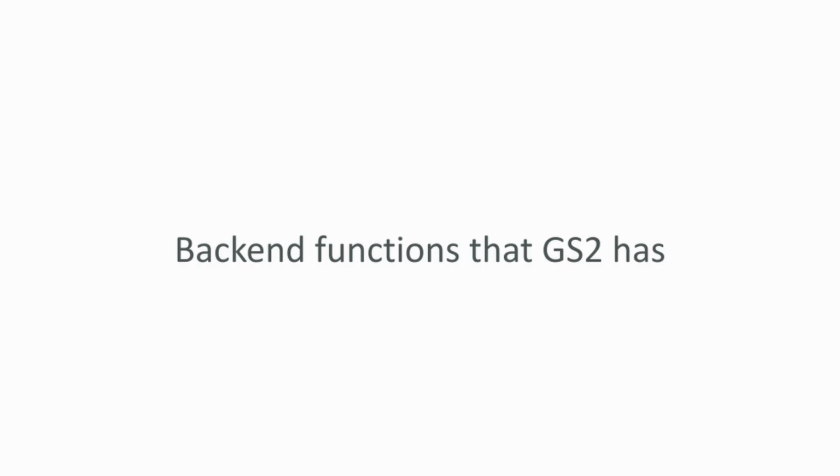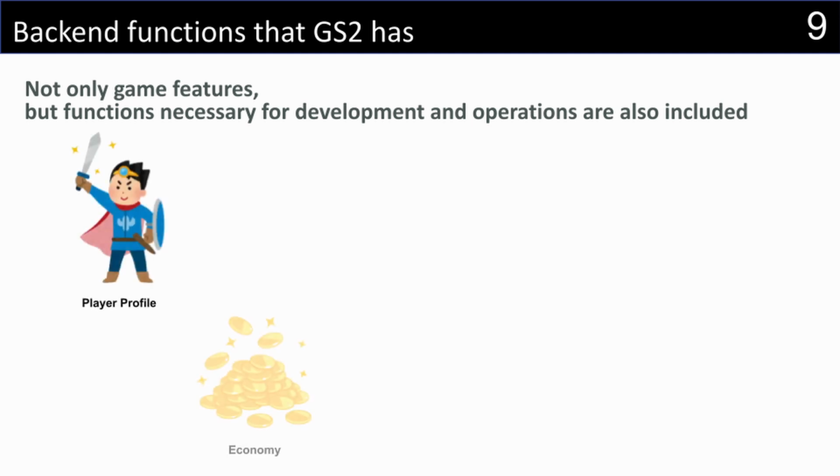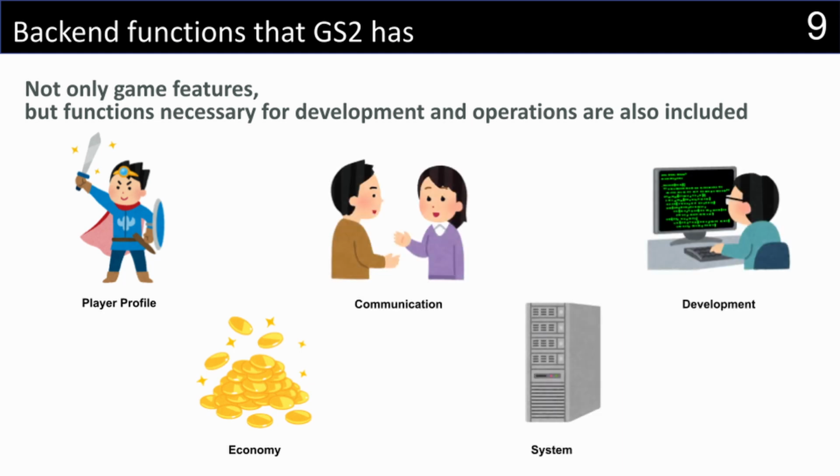Now I'd like to detail the various backend functions available in GS2. GS2 doesn't only house backend functionalities for games, but it also offers features necessary for development and operations. These functionalities can be broadly categorized into player information, economy, communication, system, and development. I'll dive deeper into what kind of features each of these categories encompasses.